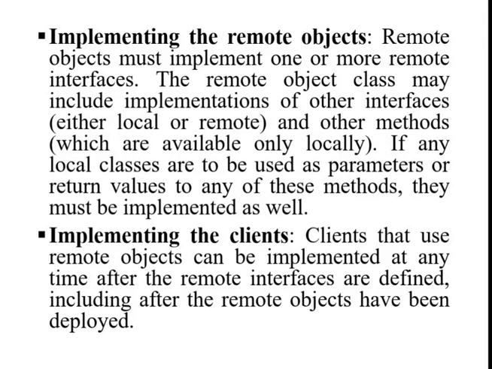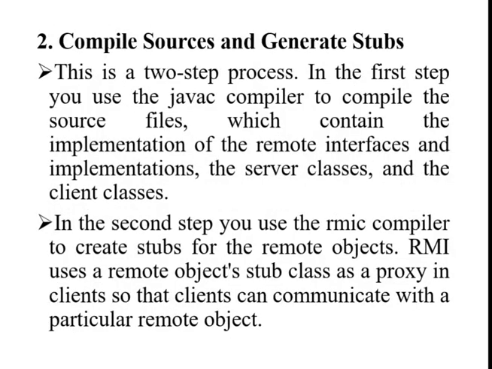The third step is to make classes network accessible. This step makes everything accessible via a web server, including the class files associated with the remote interfaces, stubs, and other classes that need to be downloaded to clients. The fourth step is to start the application. The RMI remote object registry, the server and the client are all started when the application is launched. This is all about how we can create a distributed application using RMI.